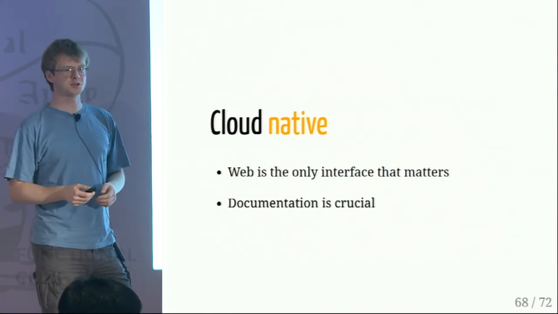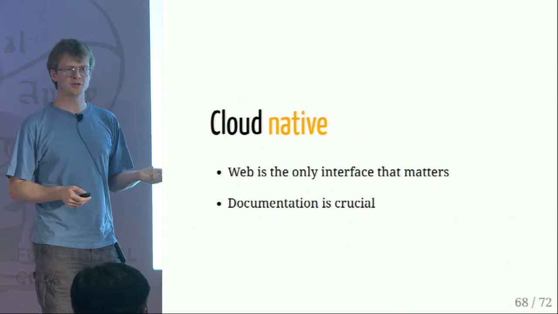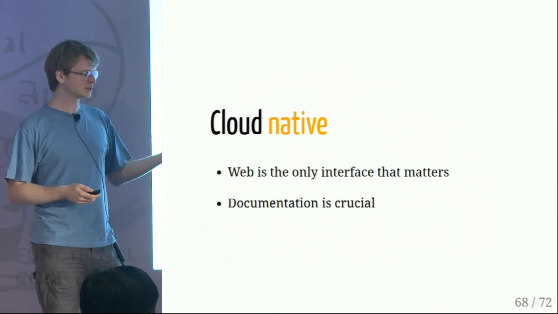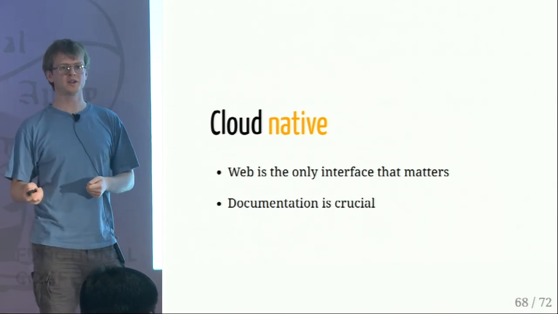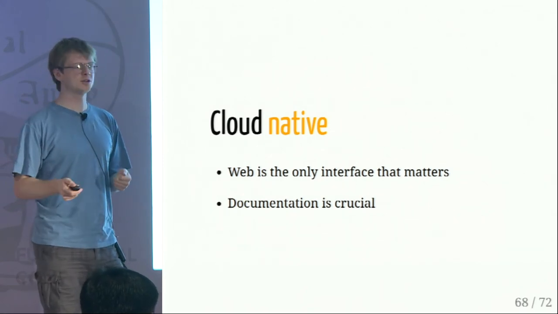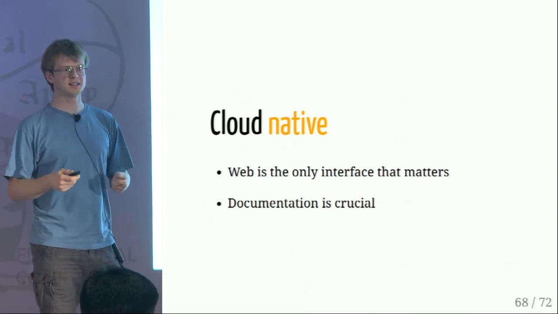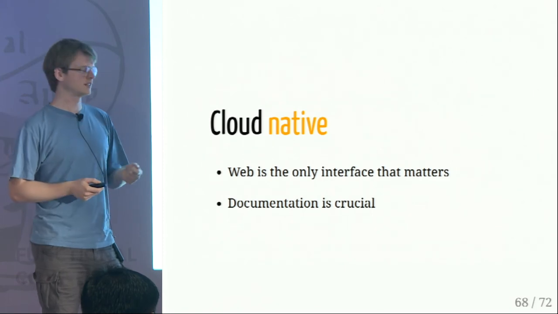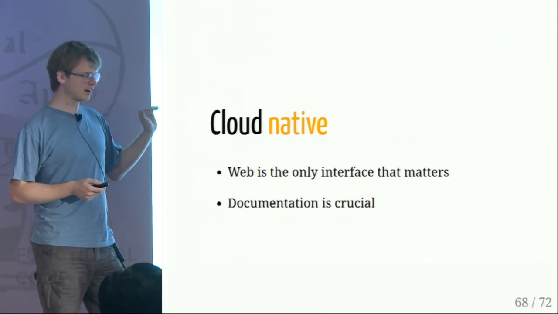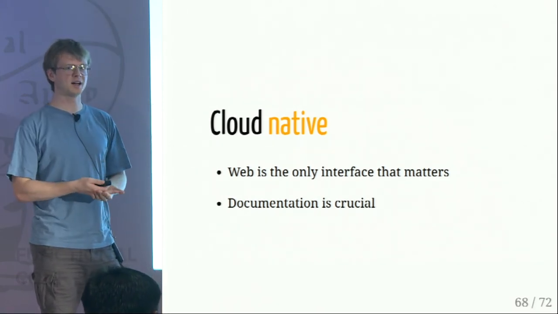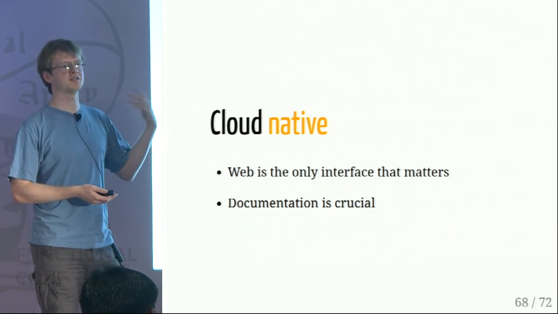And documentation is crucial. Documentation was always crucial. It's not a surprise. But once you have more than one service, the contracts between them are the hardest thing to test. Testing one service is a lot easier. So that should be very quick to go to. And that was the reason behind the blueprint generator I showed earlier.